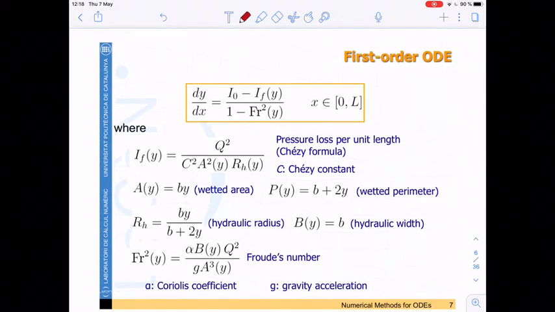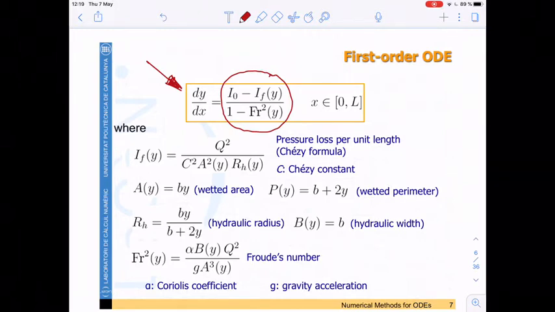Now, under these conditions, the water flow can be modeled by means of this first order ODE, which establishes that dy/dx is equal to this right-hand side term that contains all our hydraulic modeling. We will not go into all hydraulic details or where this comes from. Let me just mention that we have these hydraulic geometric quantities like wetted area or wetted perimeter that have particularly simple expressions because we are considering a rectangular channel.